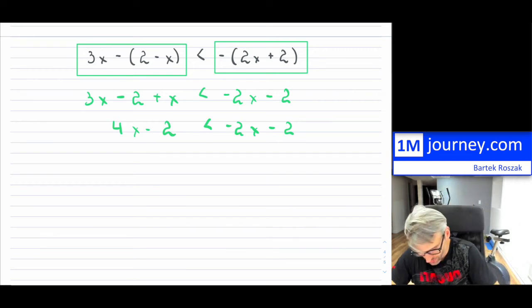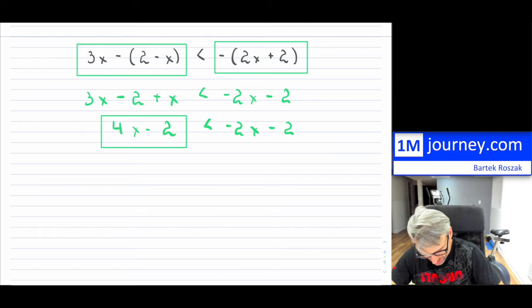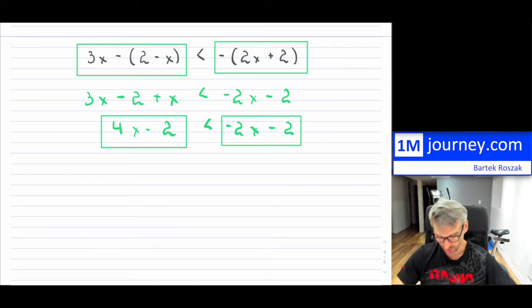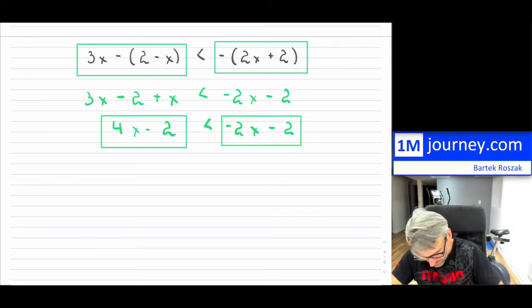So what I'm asking really is, for which values of x is this line smaller than this line? All right, and then I can plot that as well. We're going to do that in just a moment, but let's solve it first. So now I'm going to collect my like terms. So I'm going to bring the x's over to one side.